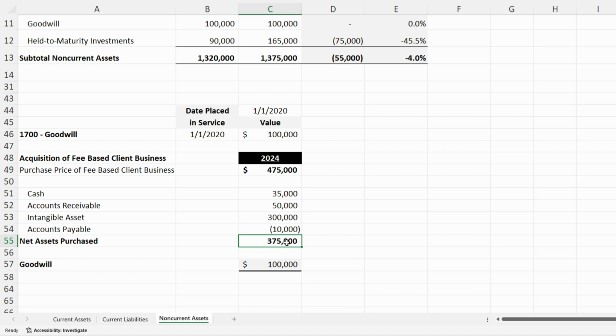But we're going to assume this was a good acquisition. This goodwill actually has future economic value, and we're going to leave it on our balance sheet, but we're going to test it for impairment in the future. So GL account 1700, goodwill, the difference between what I paid for the business and the net assets that I have received from the business.